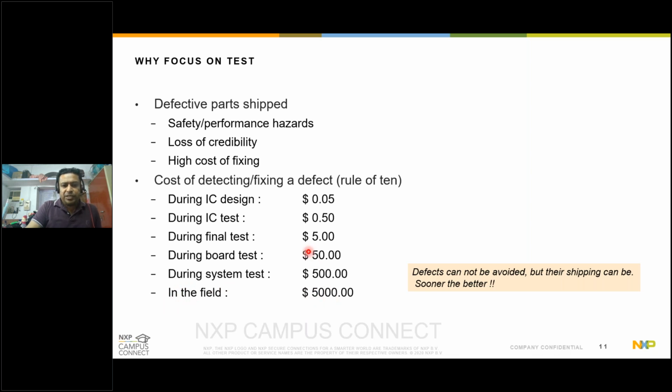So the defects we have seen probably cannot be avoided because of the limitations of the manufacturing process, but we can still detect these faults and prevent the faulty chips from being shipped. And the sooner we can do that, the better for us.